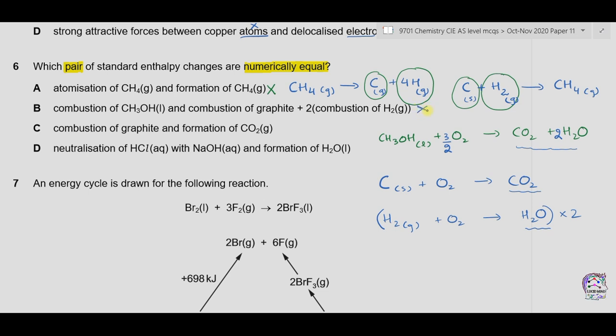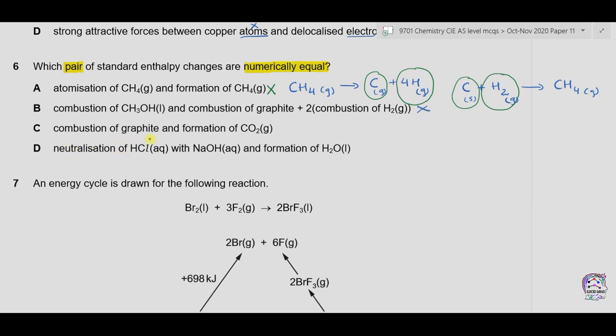So B is incorrect. C. Combustion of graphite and formation of carbon dioxide. Now we can write the equation for combustion of graphite. Carbon solid combusts in the presence of oxygen to form CO2 gas. Now we can also write the equation for formation of carbon dioxide. So carbon dioxide is formed from its elements. One of the elements is carbon and the other element is oxygen. And the standard state is that carbon is in solid form and oxygen is in gaseous form.